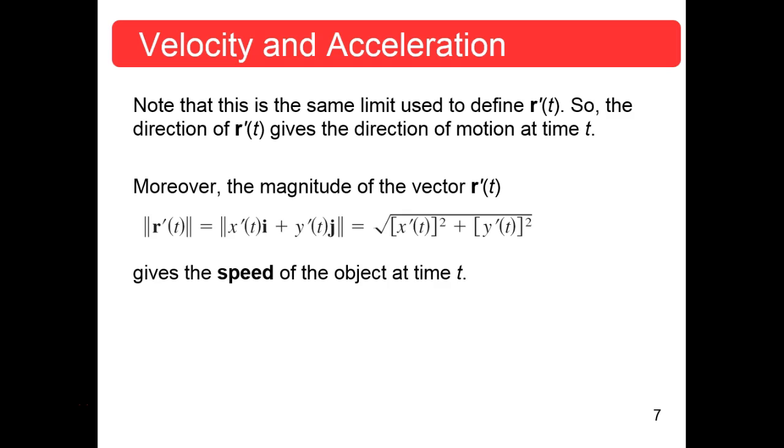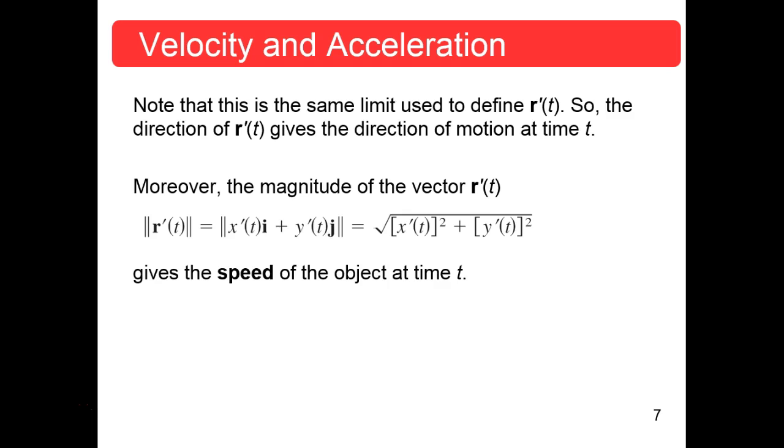Note that this is the same limit used to define r prime. So the velocity vector is the first derivative of the displacement vector. You've had that in physics. The direction of r prime gives the direction of motion at any time t. Moreover, the magnitude of r prime is the magnitude of x prime of t i plus y prime of t j, which is the square root of x prime squared plus y prime squared, and that's the speed.